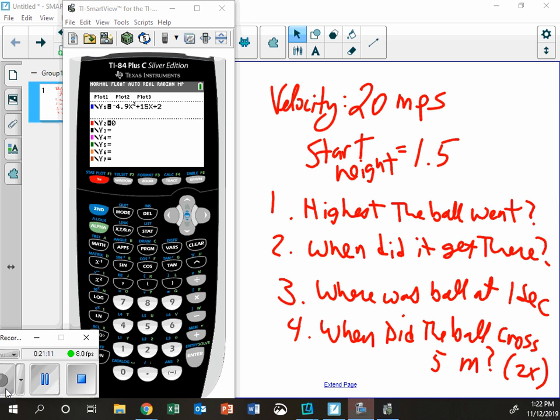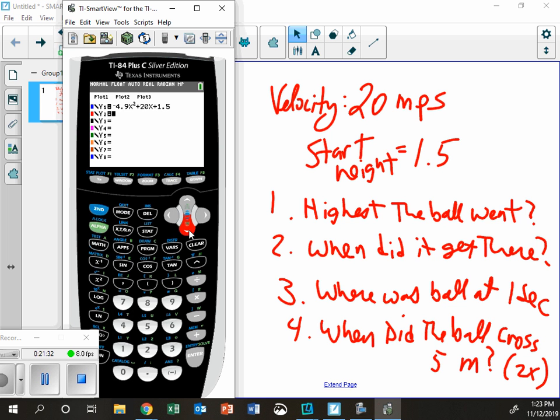Okay, so I'll walk you through what I did. First of all, you're on Earth, so it's negative 4.9 x squared. We leave that alone. This 15 changes to a 20. Then that starting height of 2 changes to a 1.5. Now, how about that other height?